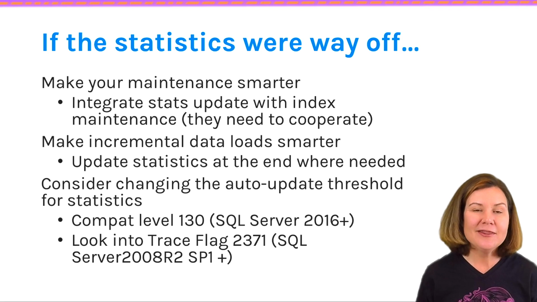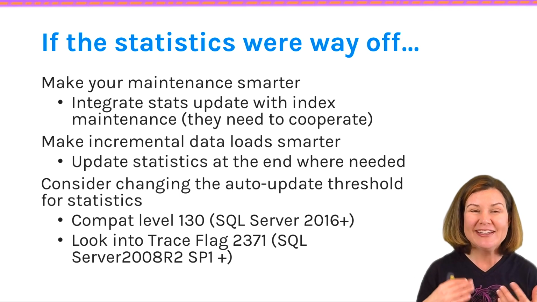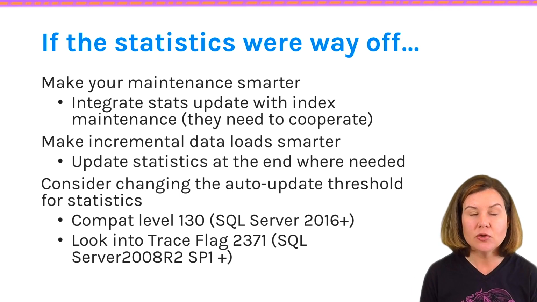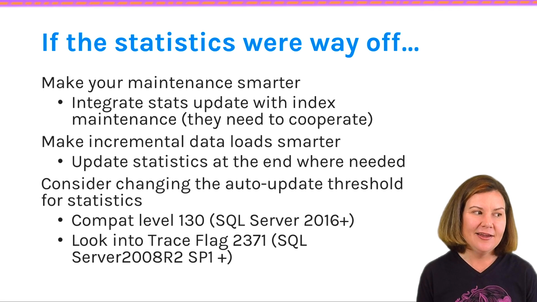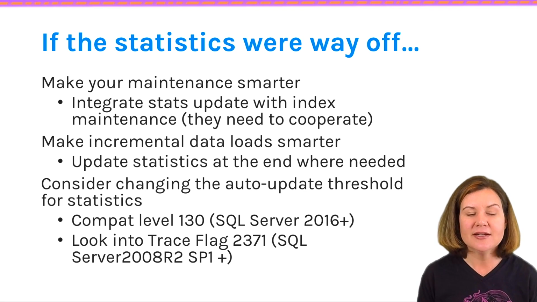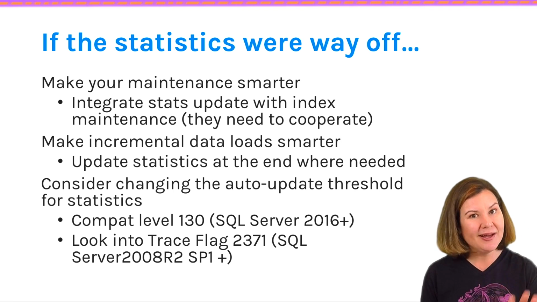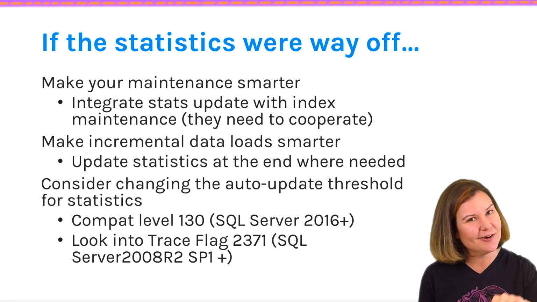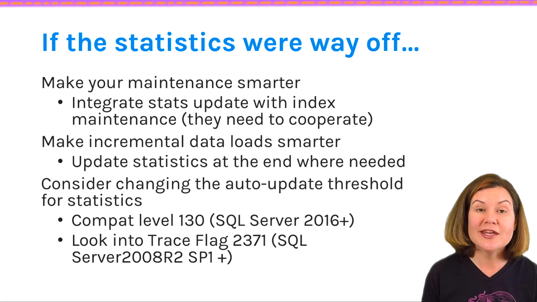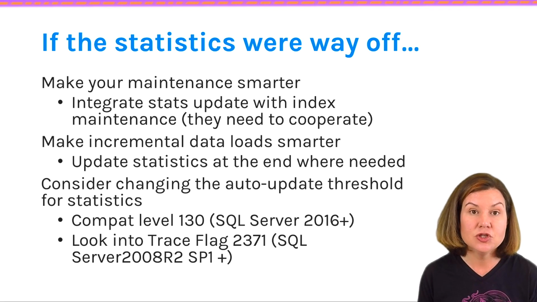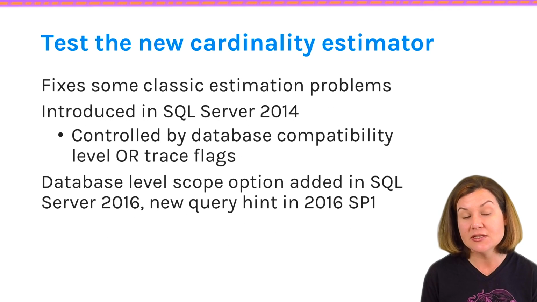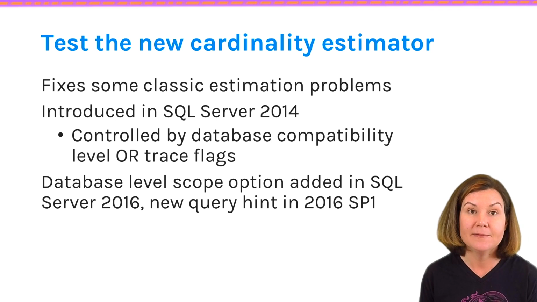It's smarter, and the more rows you have in the table, it dynamically changes the threshold to update statistics at a more frequent amount based on the data you change. In lower versions of SQL Server, but it has to be 2008 R2 SP1 and later, you can turn on the same feature with trace flag 2371, so you could make your statistics auto-update more frequently.